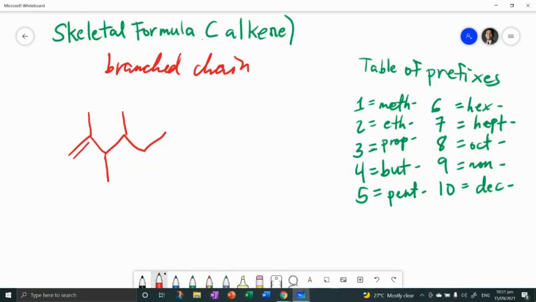Nakita natin yung mismong structure niya, and then we must need to determine the parent chain, which is ito po. Ayan yung kanyang parent chain. And then present dito yung nakita natin na nandito sa portion na ito, na nandito siya sa una, yung double bond is nasa una. 1, 2, 3, 4, 5, and then 6.